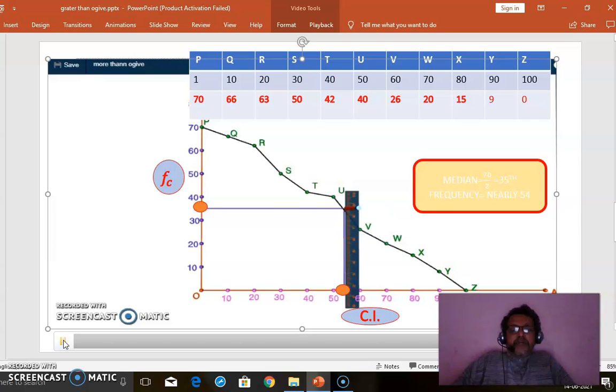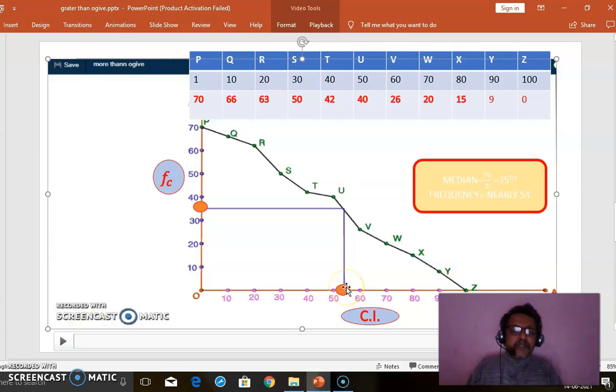Now I want to find out the median. Median means 70 by 2, so the 35th frequency is the median. From 35, draw a perpendicular to this graph, then draw a perpendicular to the x-axis, and it meets at nearly 53 point something. So this is the median. We can find the median by using this graph also. Already you know how to calculate. So this is how to draw the graph.